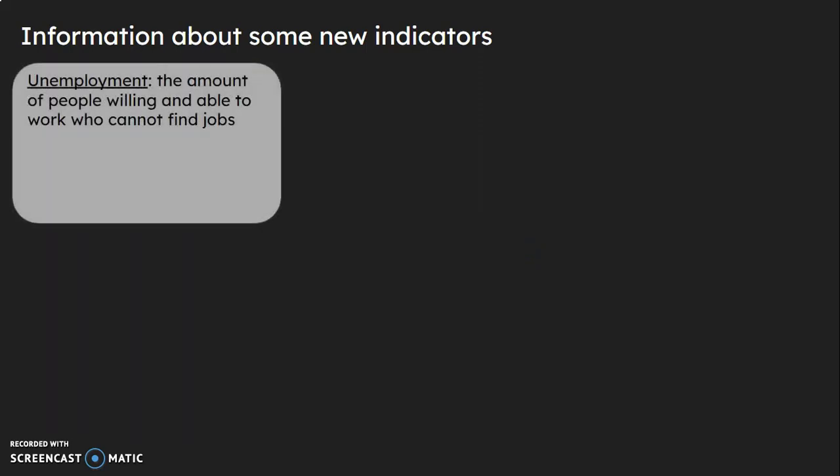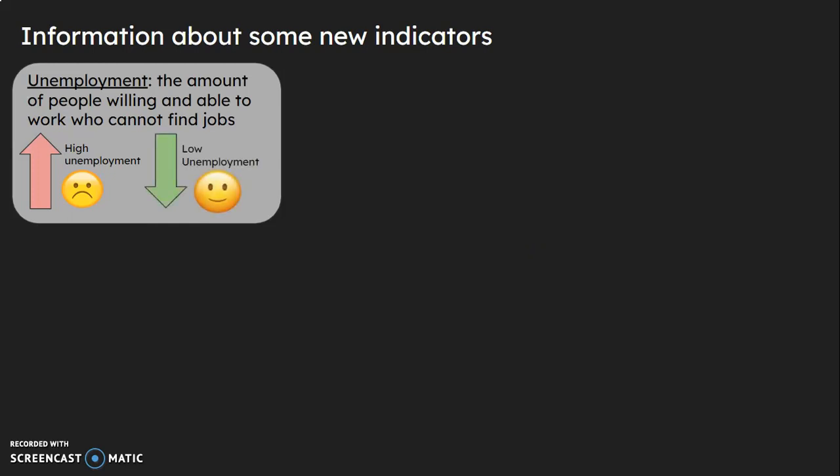Okay, so let's go ahead and learn about some additional indicators of quality of life. One of them is unemployment. In other words, the number of people willing and able to work who cannot find jobs. So if unemployment is high, is that a good thing or a bad thing? If there are a lot of people without jobs, then generally that is a bad thing, both for the people's quality of life and also for the economy of the country.